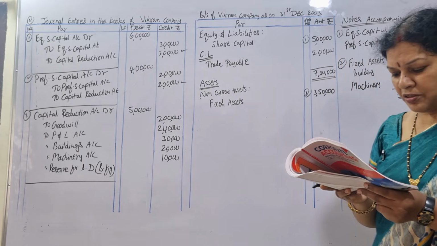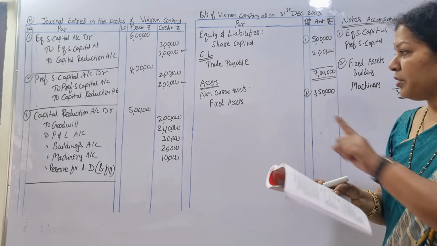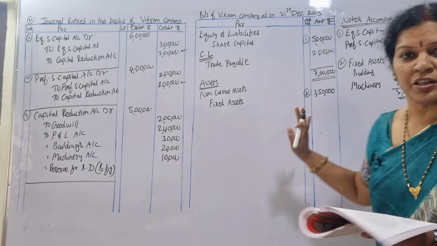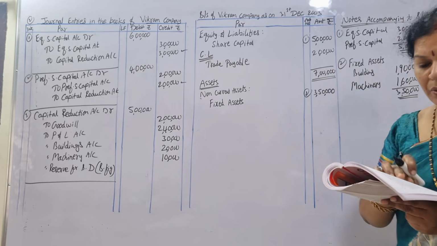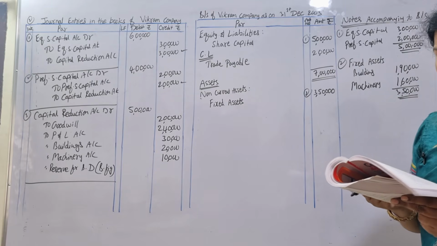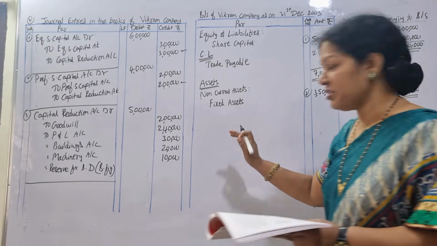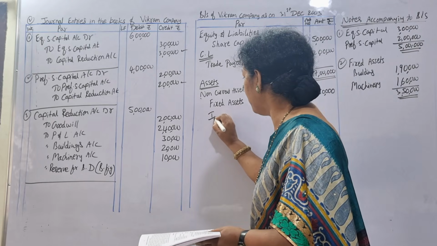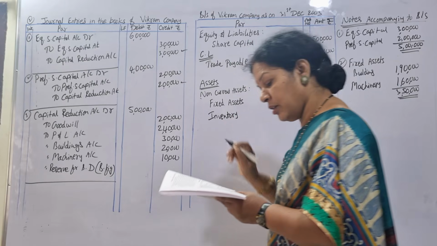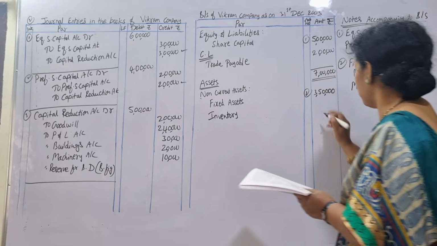Okay, next what else is there? Goodwill we have already written off. Whatever we have written off, we will not touch it in the balance sheet. Goodwill is over. Building and machinery we have written. Stock is there. Stock you can say as inventory. Don't say it directly as stock. Inventory. Inventory is how much? 1 lakh 60,000.